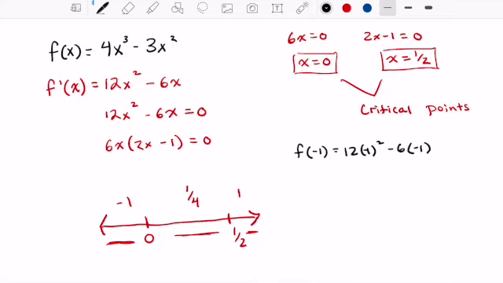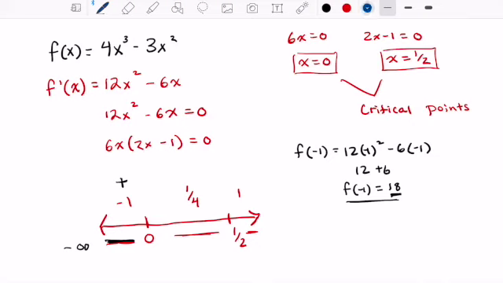we're going to get 12 plus 6. So f prime of -1 gives me 18. All right. Since we got a positive value here, that means within this interval from -infinity all the way to 0, our function is increasing. The positive output here tells me that we're increasing.